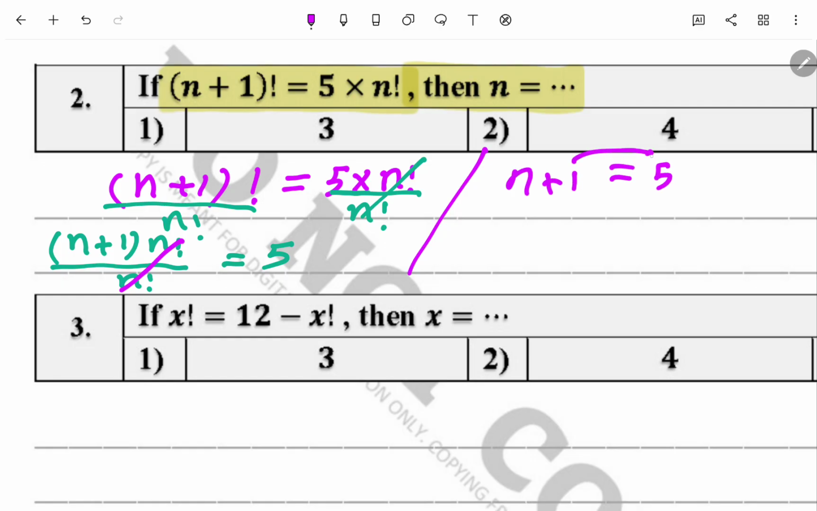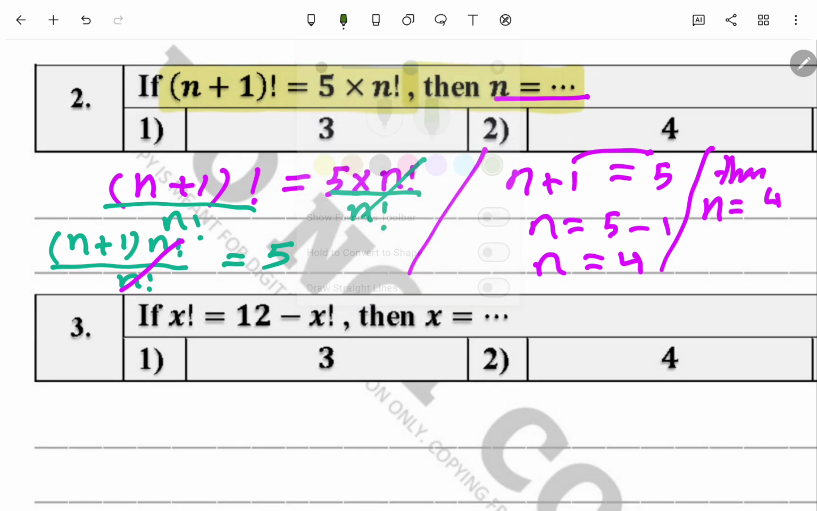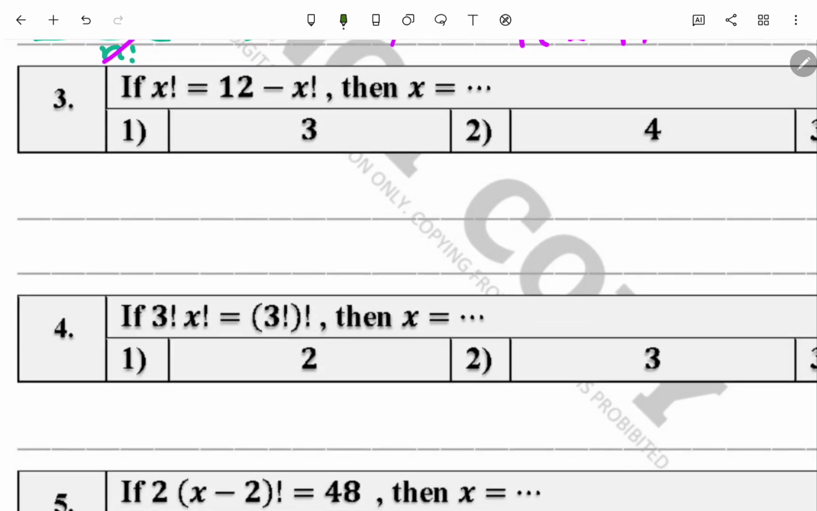Move 1 to the other side. That will give you n equals 5 minus 1, which is 4. And he is asking only for n. So here, please be sure, after you are solving, to read the word "then", because he might give you something different than what you get. n equals 4, and you can choose this alternative, which is the second. Let's go to number 3.